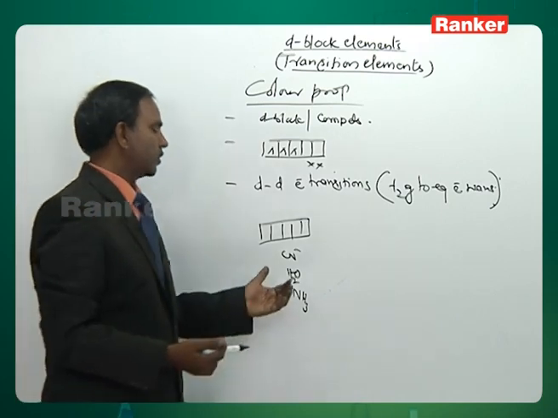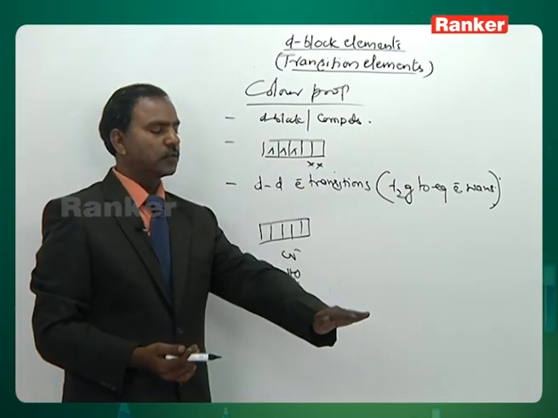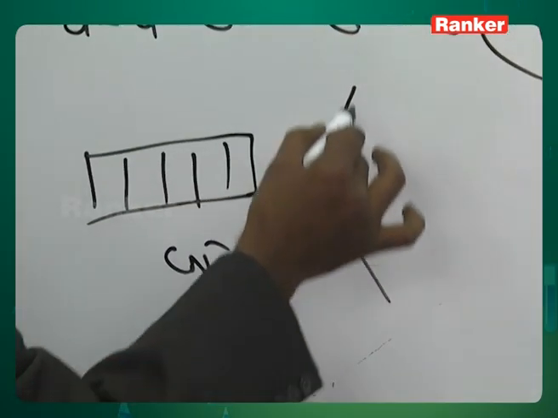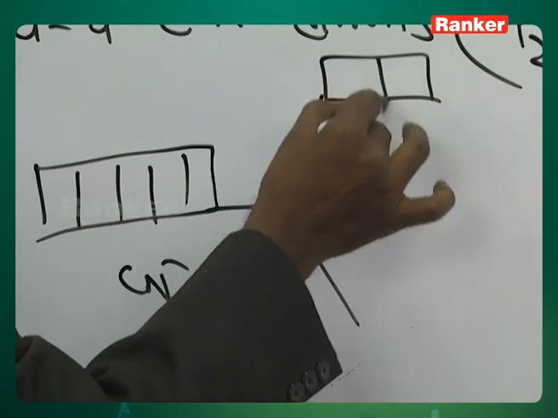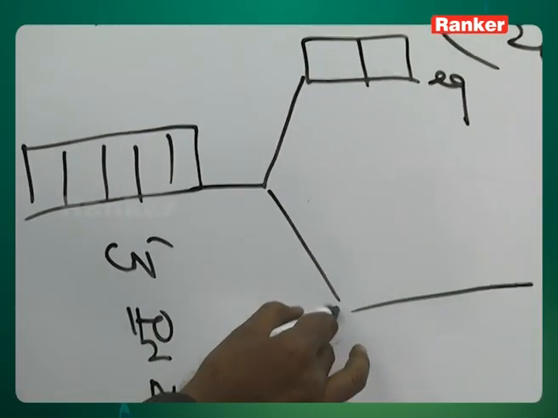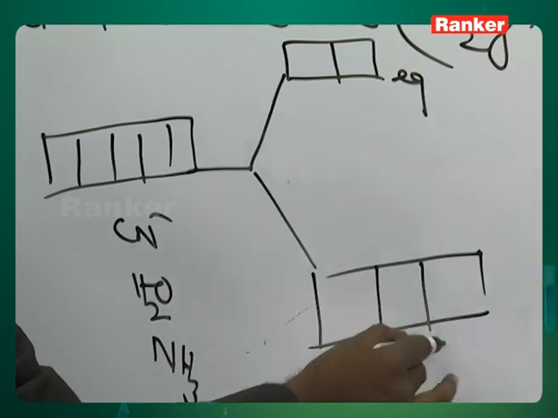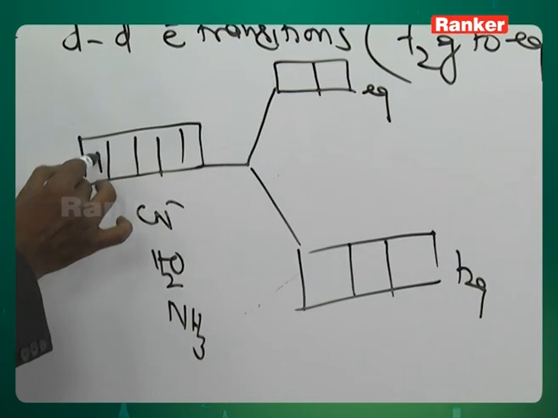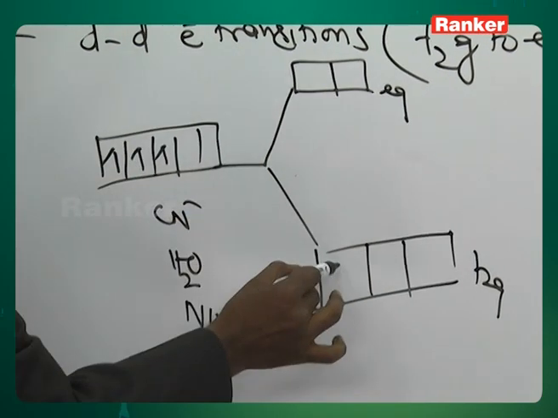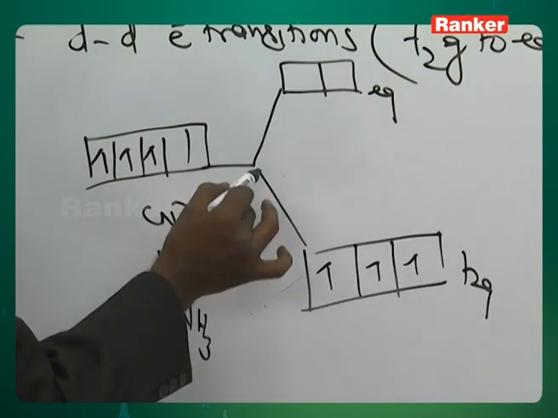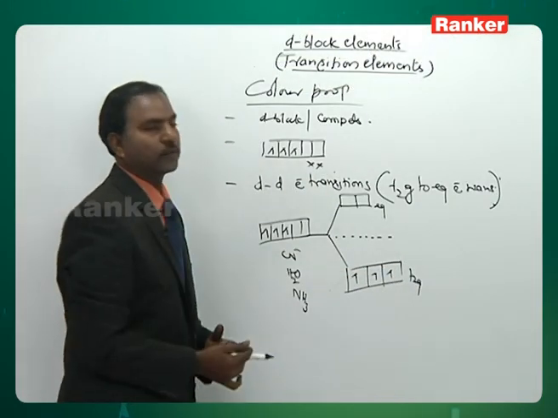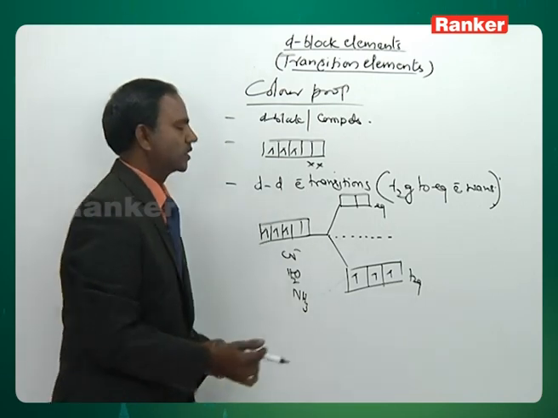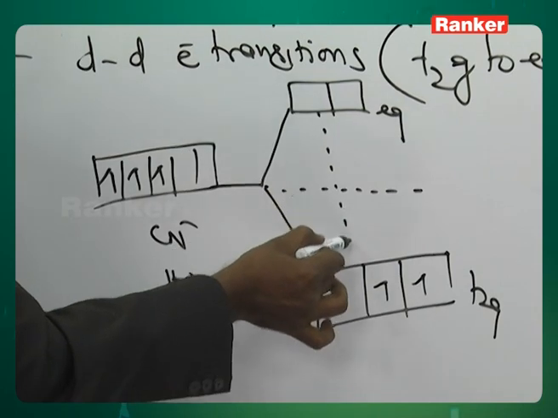The same equation, generally you also know, you use one more equation in addition to that: mu effective is also equal to under root of n into n plus 2. One more equation is also there to calculate only the spin angular momentum: g into under root of s into s plus 1. Here g stands for the gyromagnetic ratio, and its value is 2.